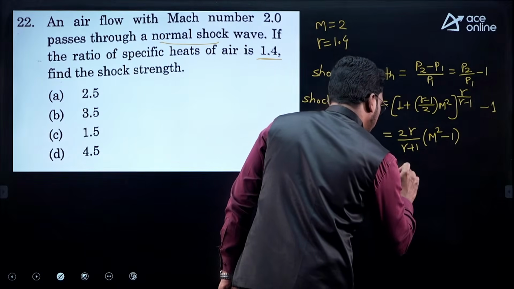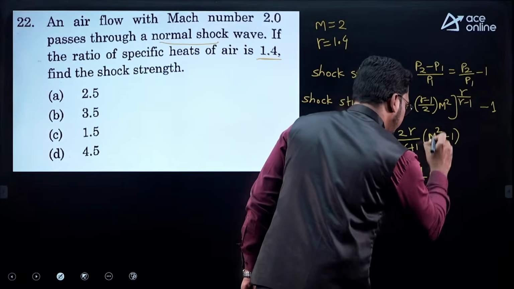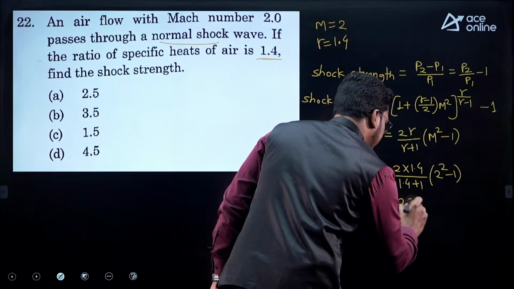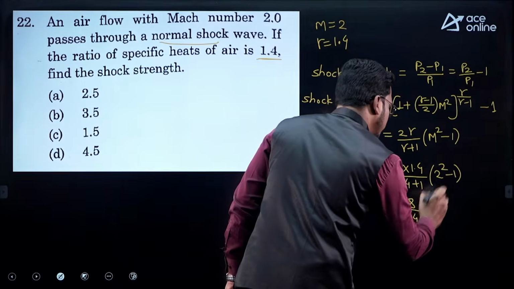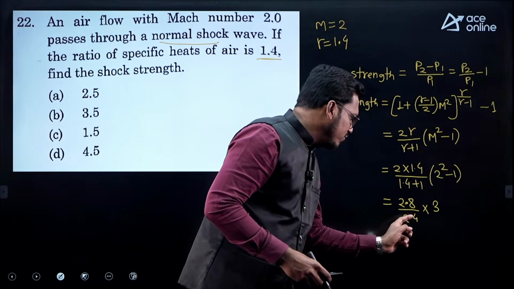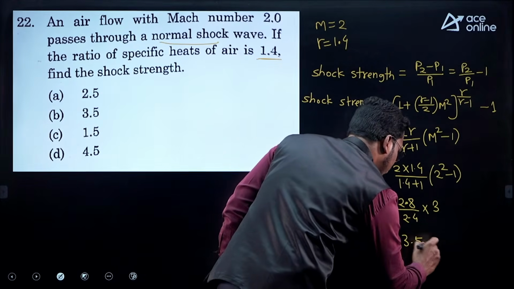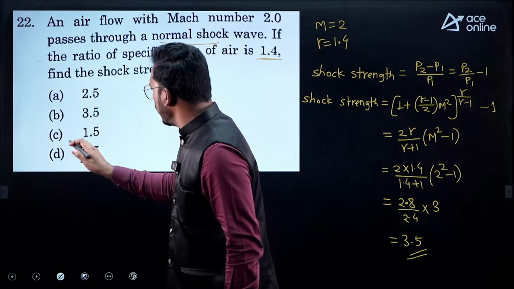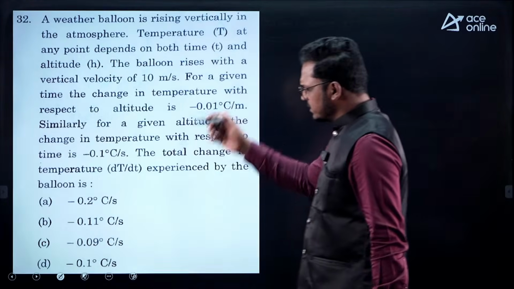So let us find. 2 into gamma, 1.4, divided by 1.4 plus 1, into Mach number 2 square minus 1. 2 into 1.4 is 2.8, divided by 2.4, into 4 minus 1, 3. Now 28 by 24, 3 by 24 is 1 by 8, so 28 by 8 is 3.5. Simple calculation. So in this question, shock strength is 3.5. Option B was the correct answer for this question. Let us check the next question.